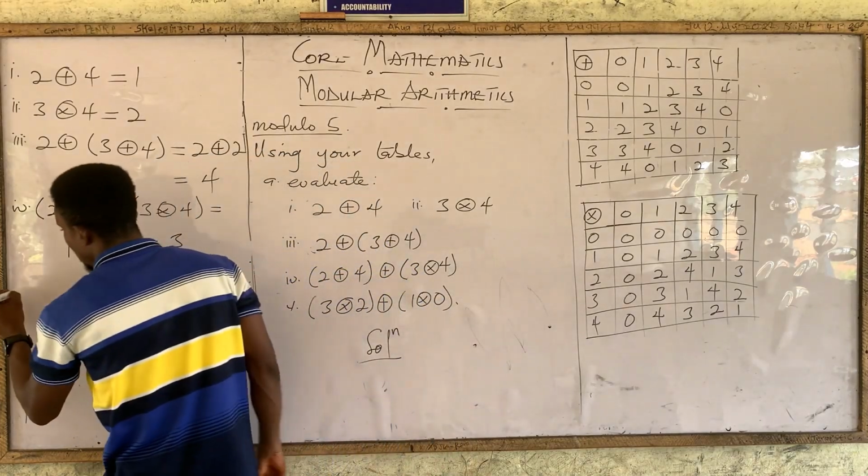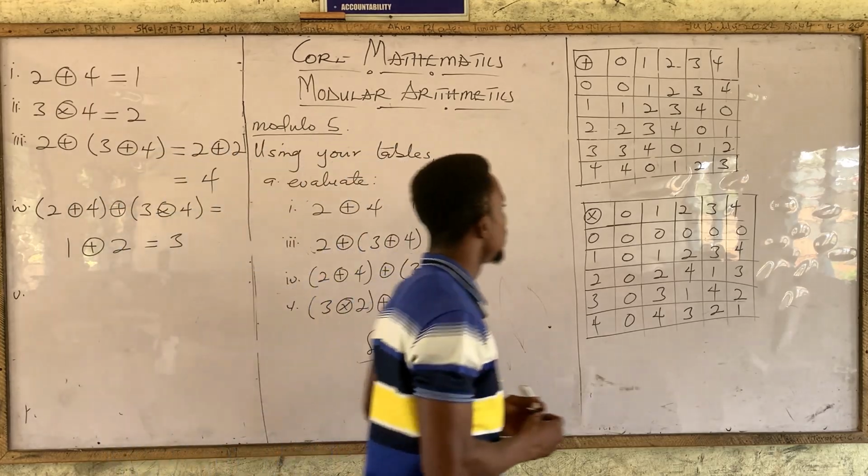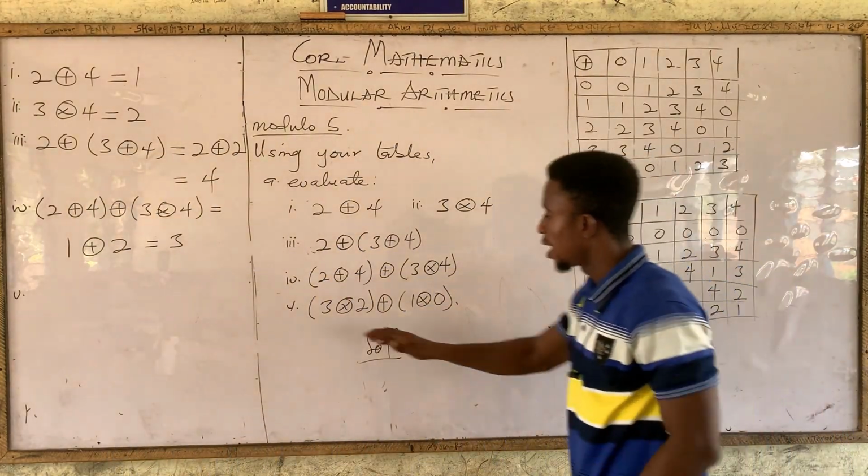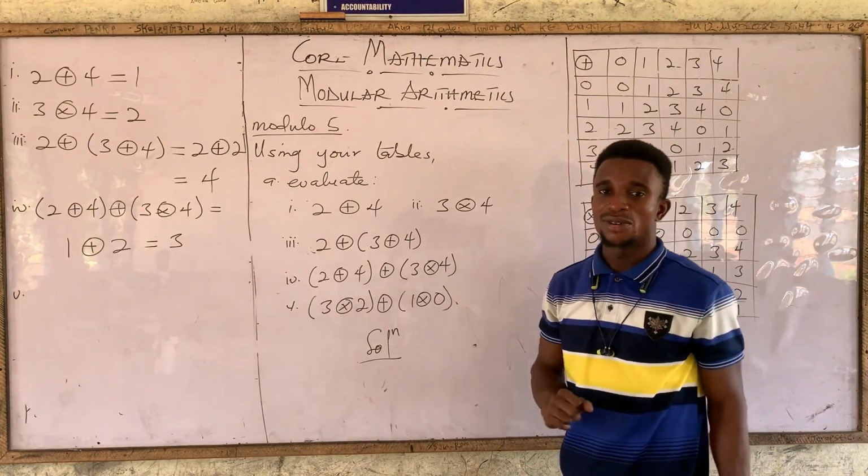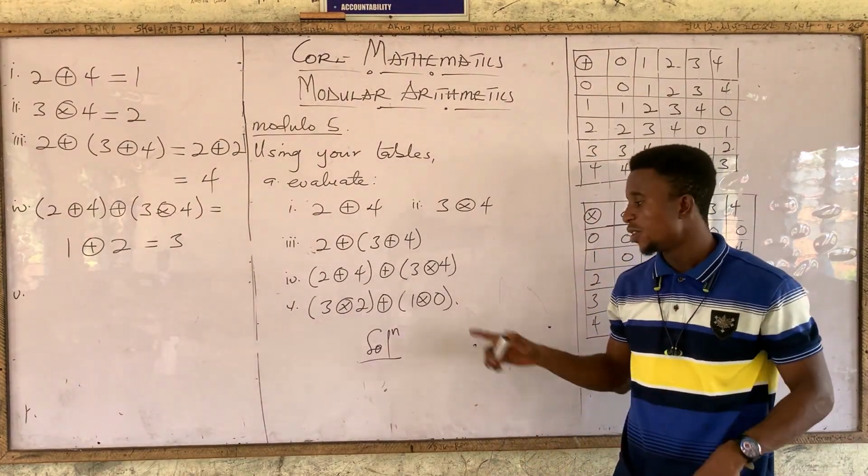Then the last one, which is the B, also says this. And I think this one I can do. Can you try this one for me? Pause the video and do this one.